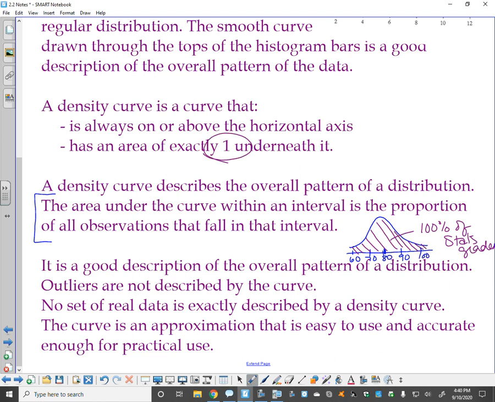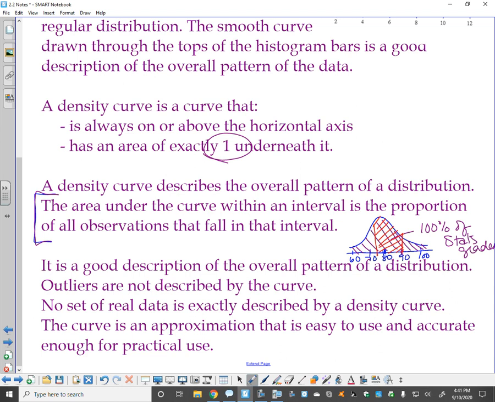Now, it says the area under the curve within an interval. So instead of looking at all the grades, I'm going to cut it off and give you a specific interval. Let's say I want to go from a 75 to a 90. I want to know the percent of students who have an average between a 75 and a 90. So the area under the curve within this interval, now we're just talking about this area, is the proportion of all observations that fall in that interval.